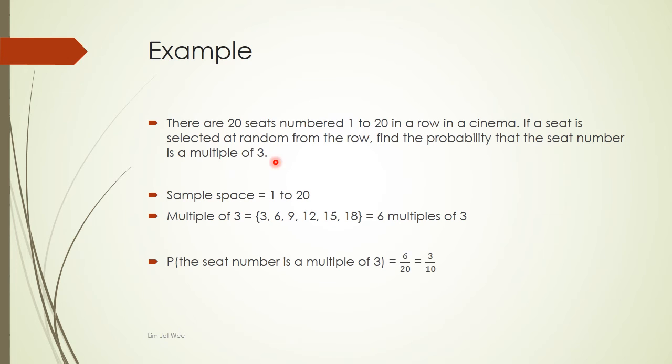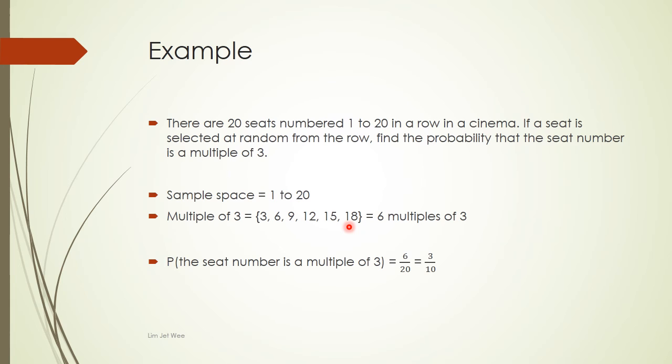Now I have 20 seats, number 1 to 20. So the sample space is actually the seats themselves, which is number 1 to 20. But the experiment here is the seat number being a multiple of 3. So what does that mean? It will be seat number 3, 6, 9, 12, 15, and 18.